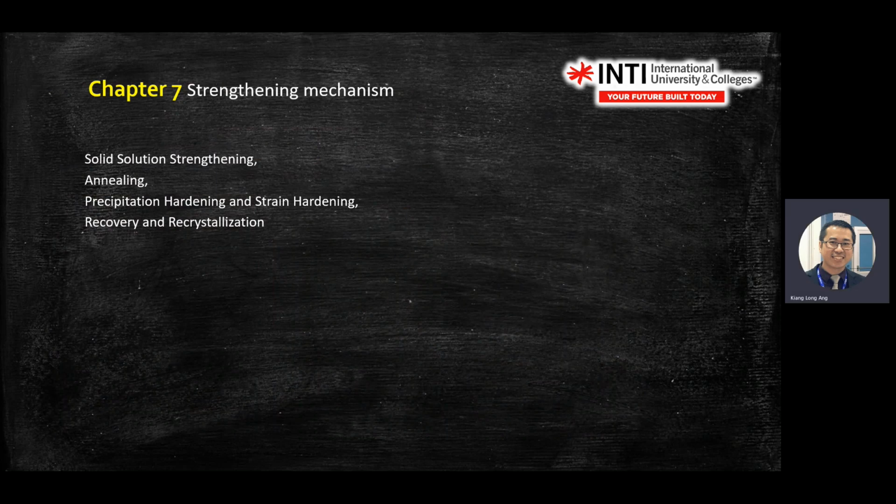Now today we learn how to make the metal stronger. We learn about strengthening mechanisms. We will learn what is solid solution strengthening. We will learn annealing, then how to do precipitation, and then recrystallization.